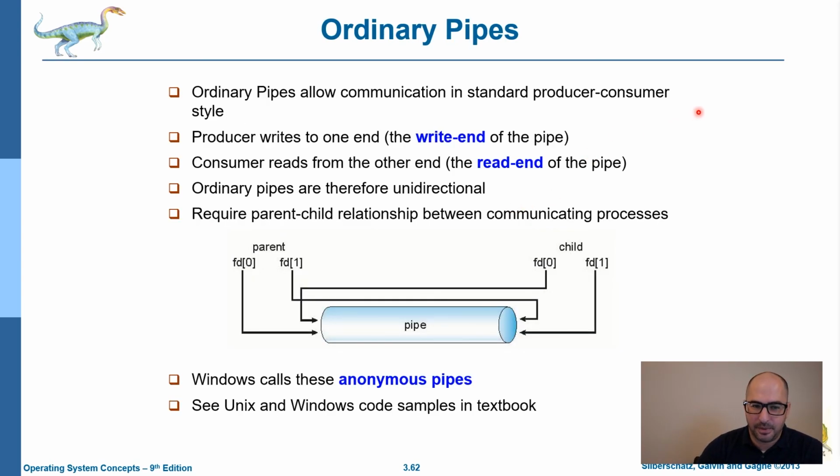So an ordinary pipe, this is not what I think of an ordinary pipe, but the pipe that we will see on Linux systems is when you have a bar between one command and another, is that a producer writes to one end, that's the right end of the pipe, and the consumer reads from the other end. Ordinary pipes are unidirectional, and they require a parent and child relationship. On Windows, these are called anonymous pipes, and there's a code sample in the book.